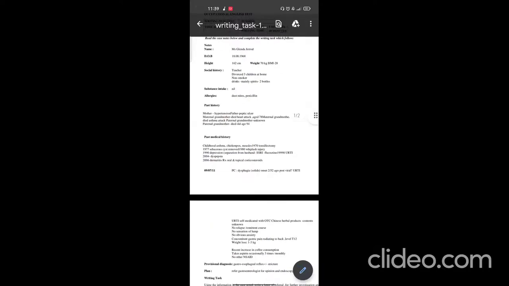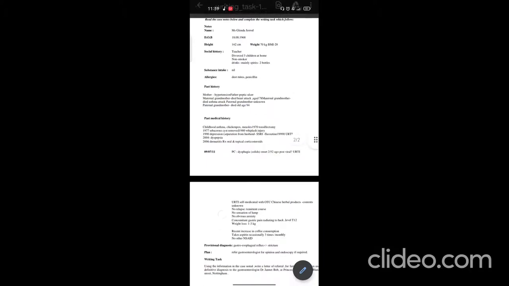In the past history, there is a family history of peptic ulcer, the mother. Then in the past medical history, we have to take only the relevant data. The relevant data here is dyspepsia, only one time, and it has finished already. Even the depression treatment has finished. So there is nothing to write, but you can write maybe dyspepsia. And even the dermatitis is already finished, because the date today is in 2011.